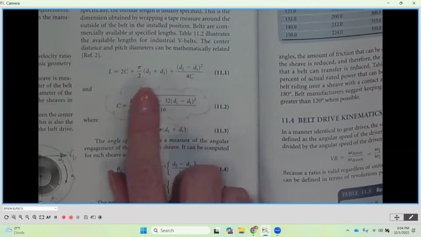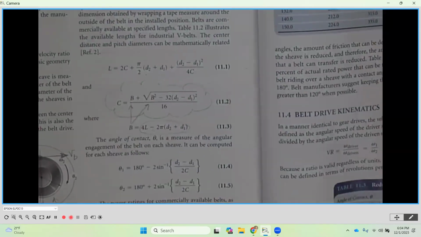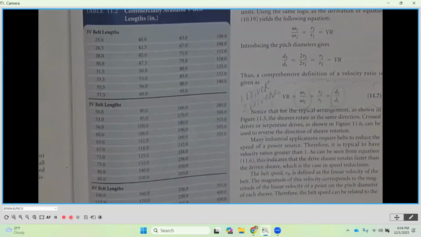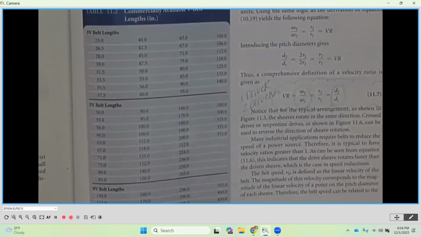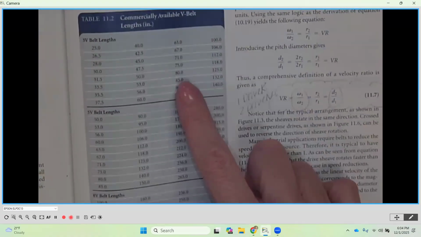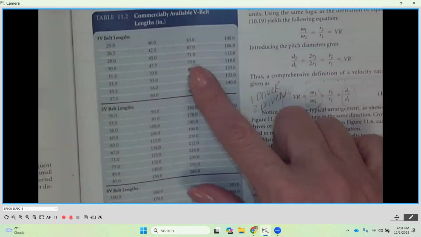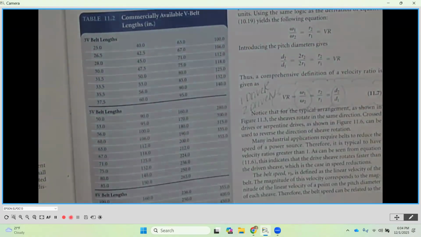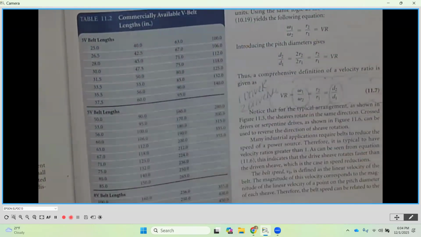Then using the pitch diameters of our two sheaves that we've chosen, we can calculate that length using this equation, okay? Then what we're going to do is we're going to compare that calculated length to find a belt on this list that is closest to it, whether it's a little bit larger or a little bit smaller, because inevitably you're going to get a length that is not going to be exactly 75 inches long. It's probably going to be 74.2 or something like that. So are you going to go down to 71 or are you going to go up to 75? And you as the designer will make that decision, okay?